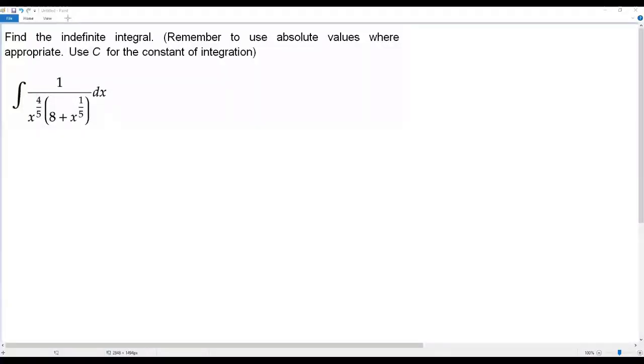Here we have an AP Calculus AB problem. Okay, let's go to the question. Find the indefinite integral. Remember to use absolute values where appropriate. Use C for the constant of integration.